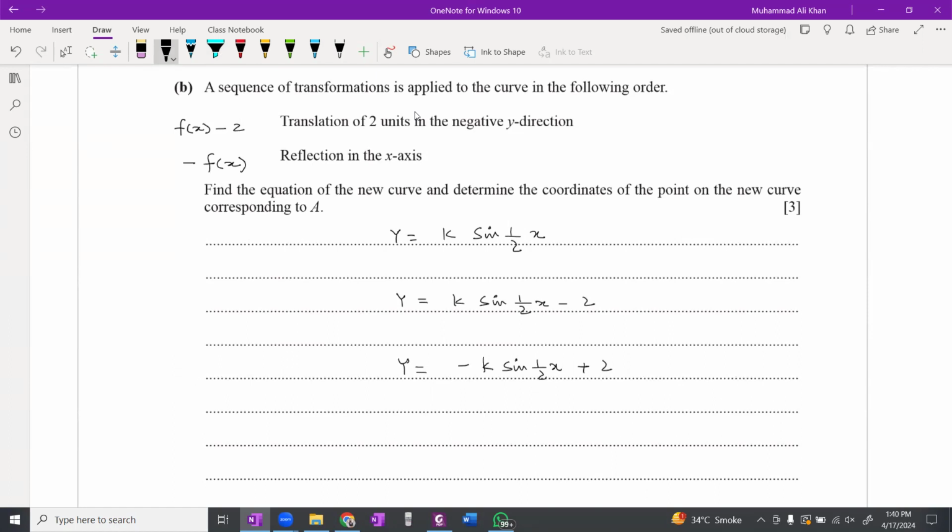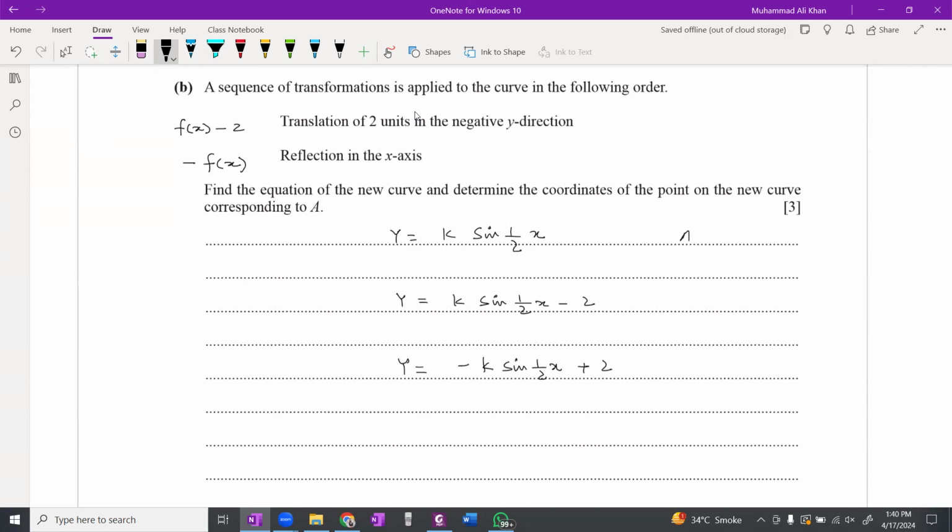We multiply the function with minus. So this is the new curve. And now, according to this new curve, we have to determine the coordinates of the point on the new curve corresponding to A. We have to calculate the coordinates of A for this curve. Now, how can we calculate the coordinates of A?